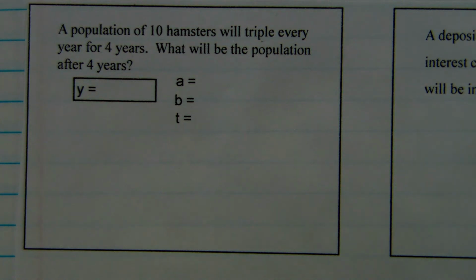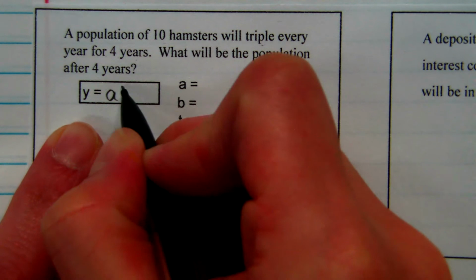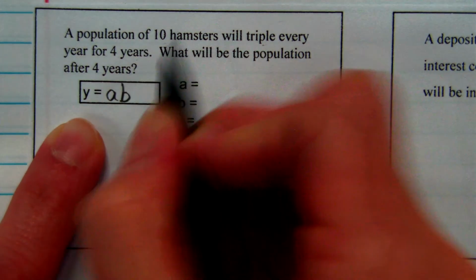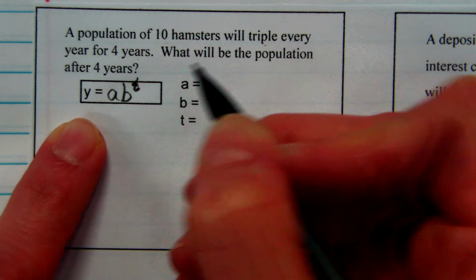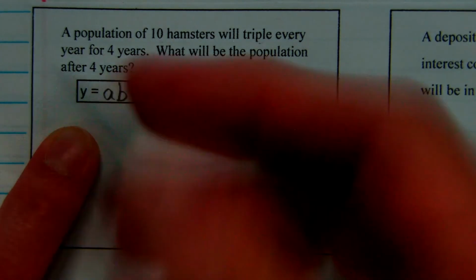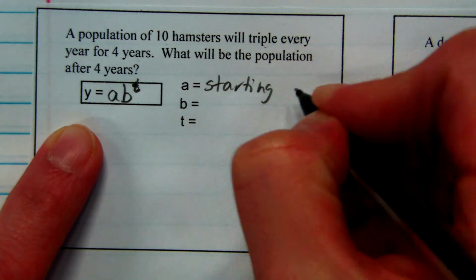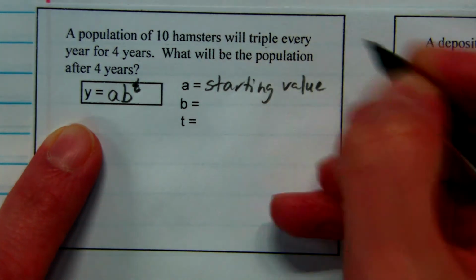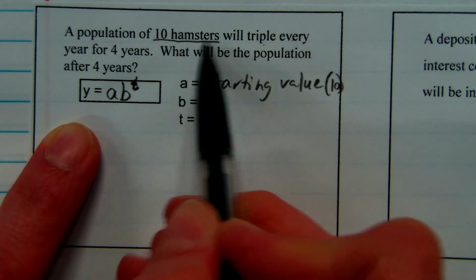So to start off with, in this box, we're going to put the main formula A times B to the T power. Sometimes it's T, sometimes it's X. That's the basic format we've been using. We've talked about it before. A is always your starting value. So in this case, that's going to be 10 because we're starting with 10 hamsters.